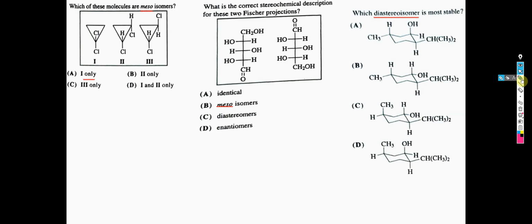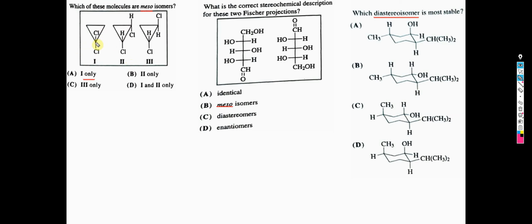Some more stereochemistry problems in this video. Which of these molecules are meso isomers? Which of these molecules are meso structures? They're asking if there is a meso structure, and also if there is more than one.